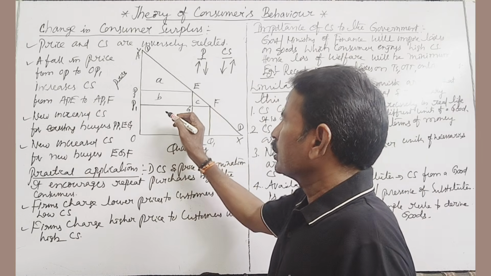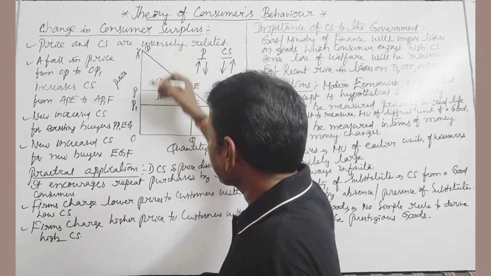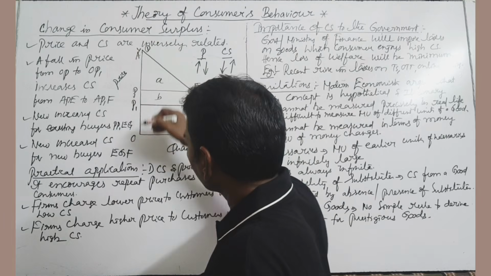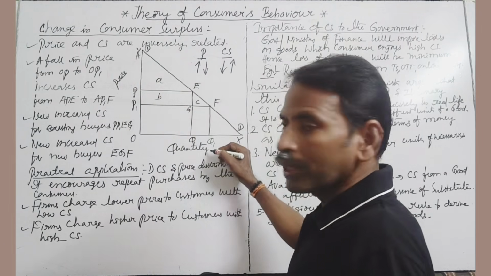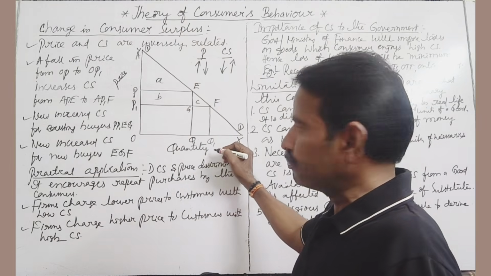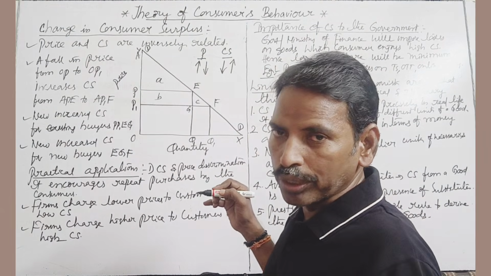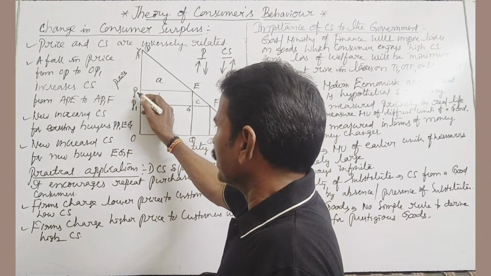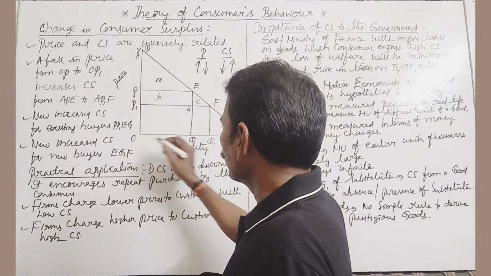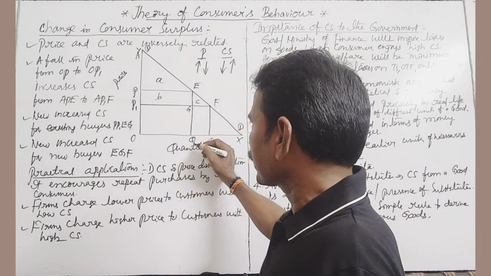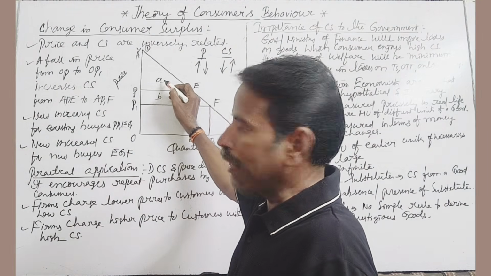Next, it can be explained with the help of a diagram. Draw an L shape, mark YOX. Price is measured on the y-axis, quantity is measured on the x-axis. DD is the demand curve, also called the MU curve. OP is the original price, OQ is the original quantity. Then consumer surplus is triangle A.